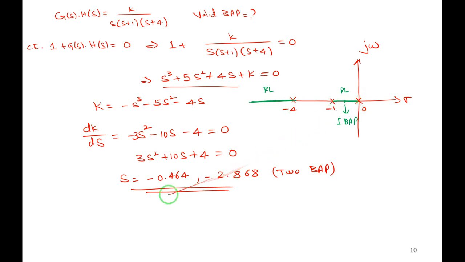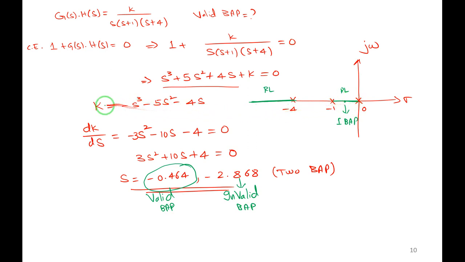So just check the value. So 0 to -1 means this. -0.464 lies between 0 to -1. But whereas this -2.86 somewhere it will come here. So this is invalid. So this is valid. And this one is invalid. This is one way of telling, right? So this is valid breakaway point and this is invalid breakaway point, right? Just by looking at this diagram, right? So it is better to look at the diagram and tell you.